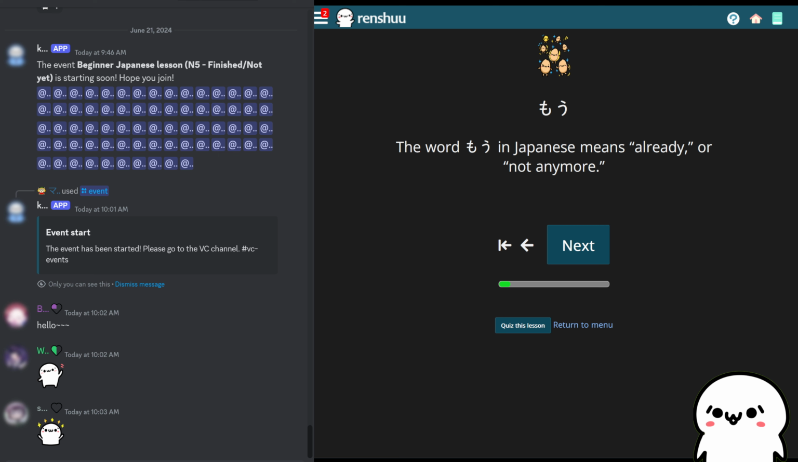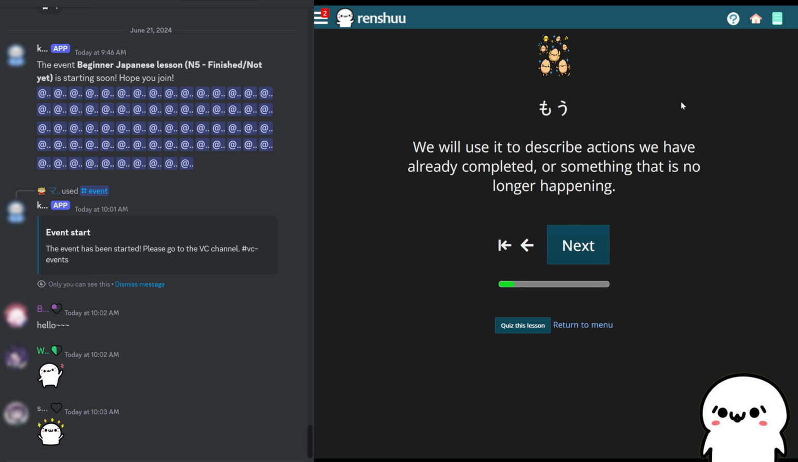Now, the tricky thing here, if you look at it just by itself, you may say, this is strange. How can it mean already or not anymore at the same time? So I want you to see that, but I want you to look at this next panel and think about this a bit more. Rather, mo is used to describe something that a change has happened.